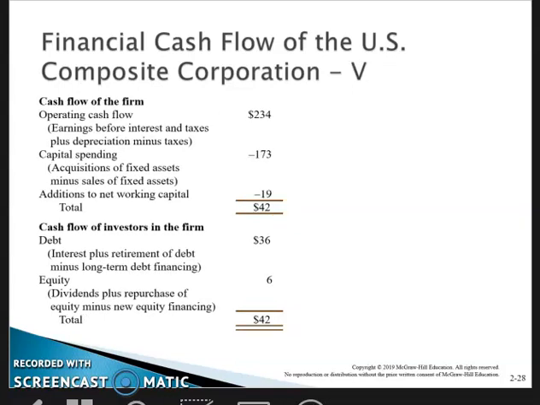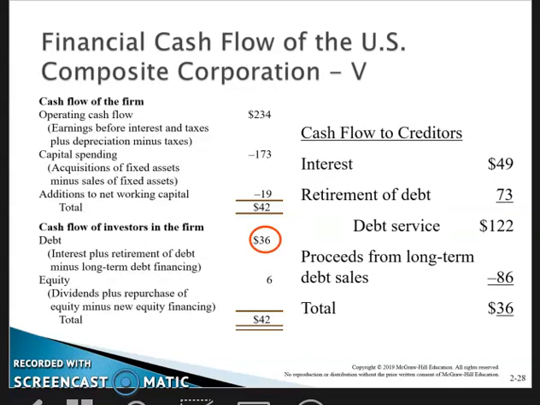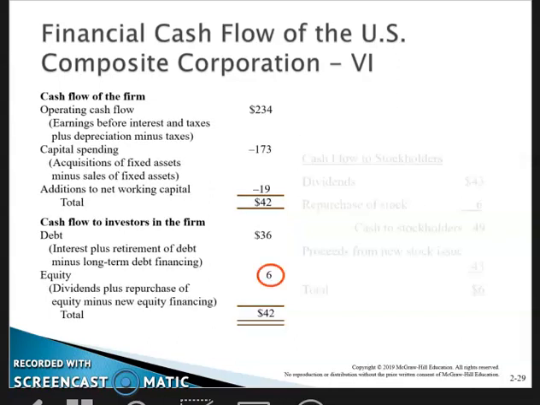So the first portion of that is the debt portion. The cash flow to creditors is we take interest and we add retirement of debt. So that's everything that flowed out to the creditors. And then the next is the proceeds from long-term debt sales, so we subtract that out. So the total is what we paid, the 122, minus the proceeds of 86 million, so a net of 36 million. We do the same thing with equity.